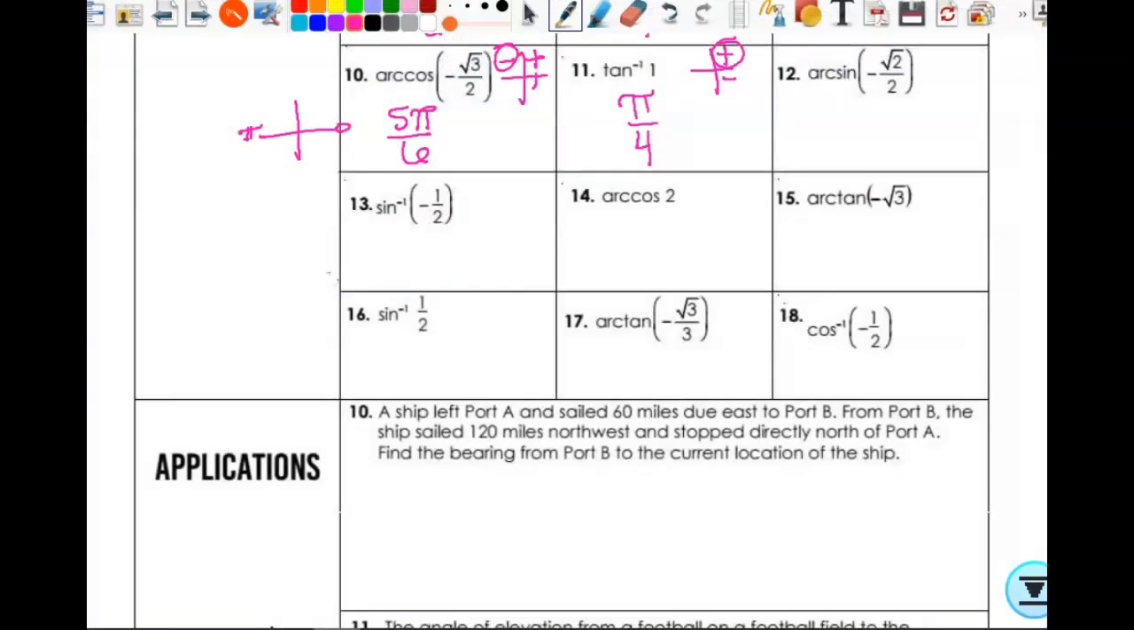Ruby. Arc sine of negative square root of 2 over 2. So what quadrants can my sine answers come from? What did you write at the top of your paper? One and 4. Okay, 1 and 4. This is a negative value, so what quadrant is it coming from? 4, okay. What reference angle gives me a sine value of the square root of 2 over 2?